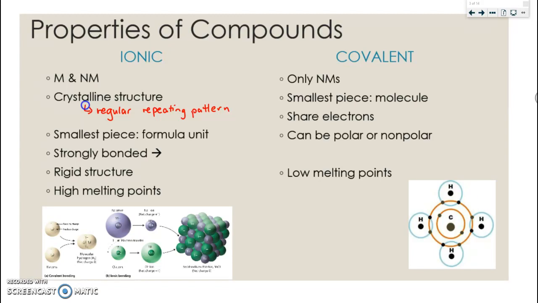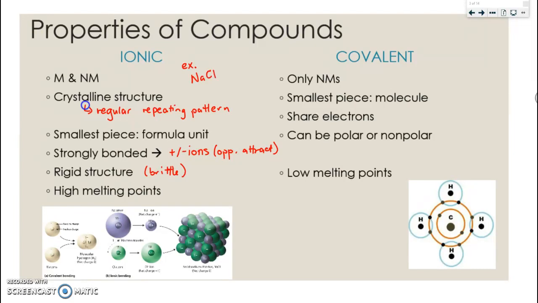They are strongly bonded to one another because they are made of positive and negative ions, and opposites attract. They have a fairly rigid structure, so they are very brittle. If you took one piece of salt, it would break pretty easily. And they have high melting points because of these strong forces that hold them together. A good example would be something like table salt.